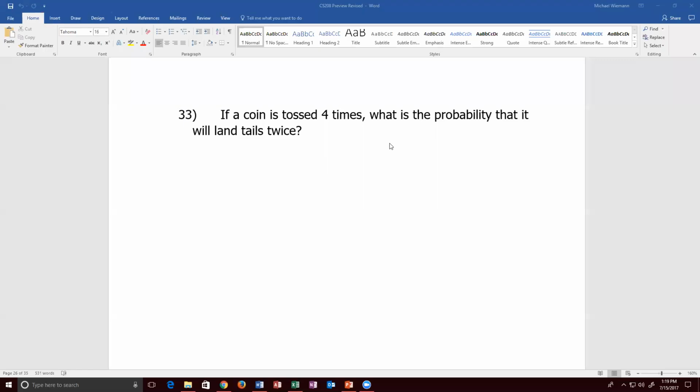All right, let's look at number 33. For number 33, if a coin is tossed 4 times, what is the probability that it will land tails twice? Well, if you recall, the probability of something was calculated by the respective event divided by the cardinality of the sample size. So let's take care of the sample size.